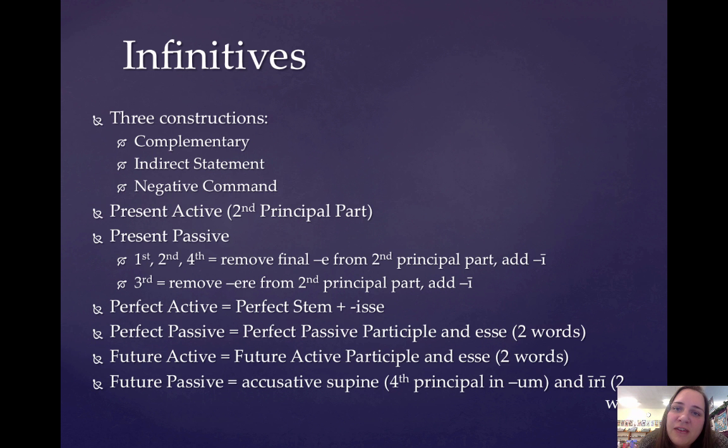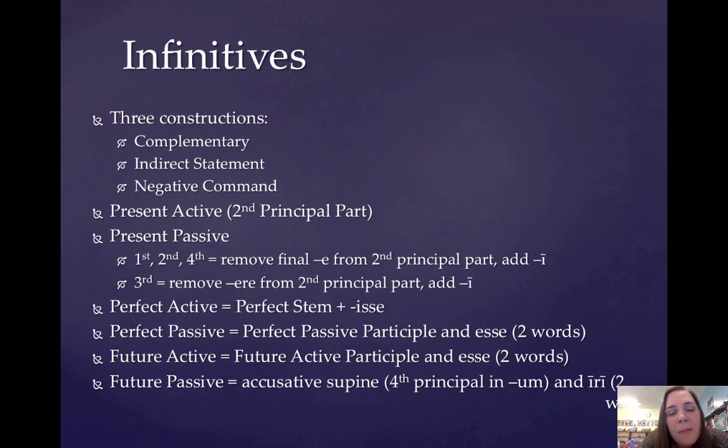Okay, the two infinitives you have been using for the longest amount of time are the present active infinitive, which is the second principal part, and the present passive infinitive. You form the present passive infinitive one way for the first, second, and fourth conjugations: you remove the final E from the second principal part and replace it with an I. You do it a different way for the third conjugation: you remove the entire ERE from the second principal part and add an I.